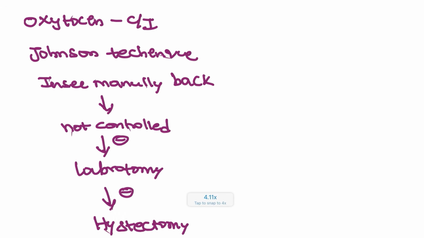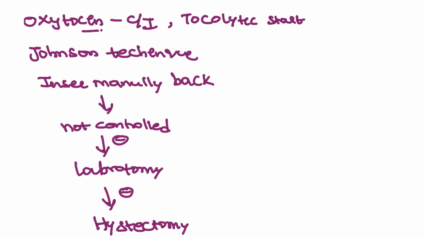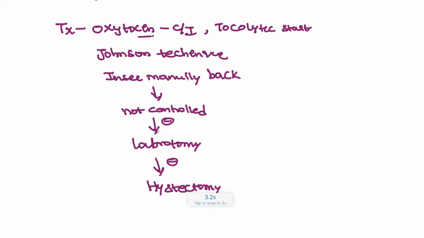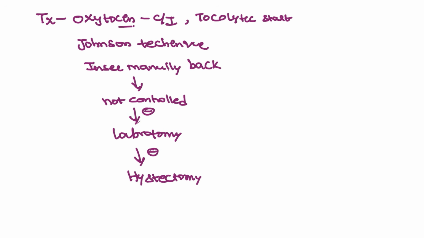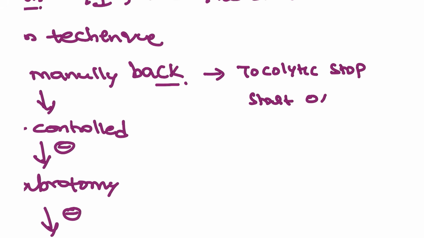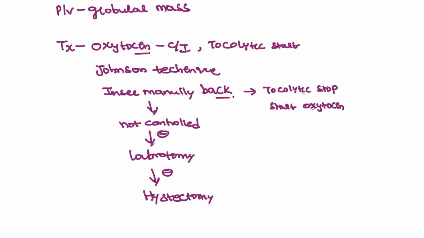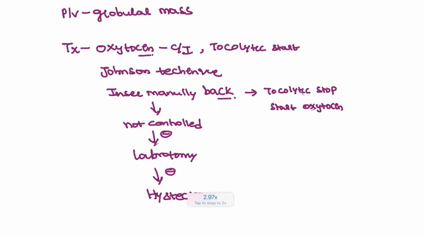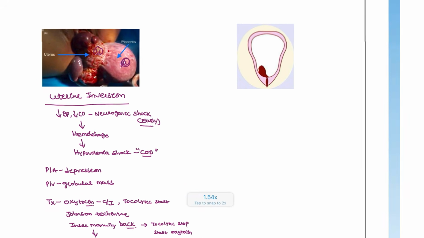In the Johnson technique, oxytocin has to be stopped, but start the patient on a tocolytic so that the contractions will be stopped. Once the uterus is manually inserted back, then stop the tocolytic and start the oxytocin. Before you replace it, you should not do this. So stop the tocolytic and start the oxytocin for this patient. So this is uterine inversion.